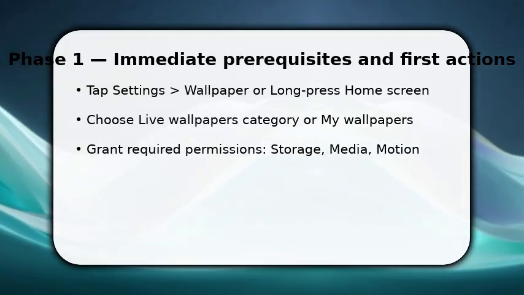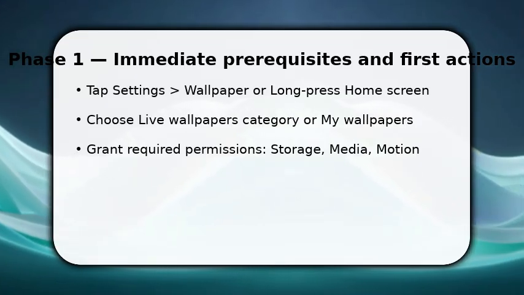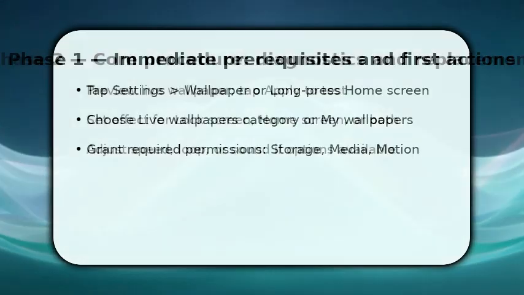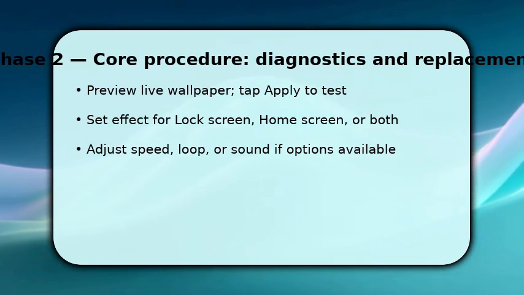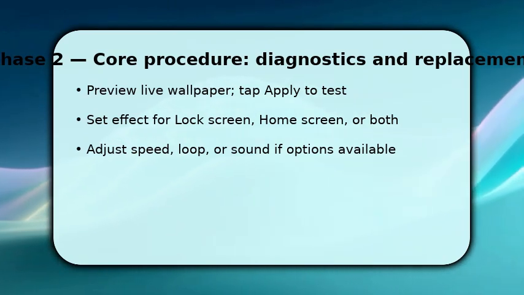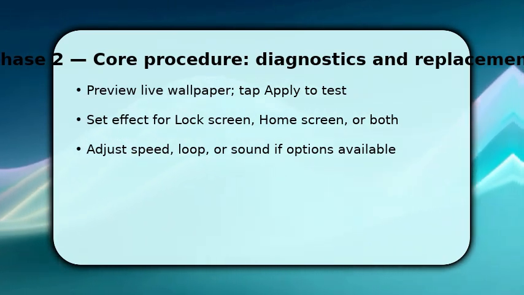If you have downloaded an MP4 or AOD pack, you can import it from My Wallpapers next. Now select the live wallpaper you want and use Preview to check animation and timing. This ensures it looks right on the lock screen.